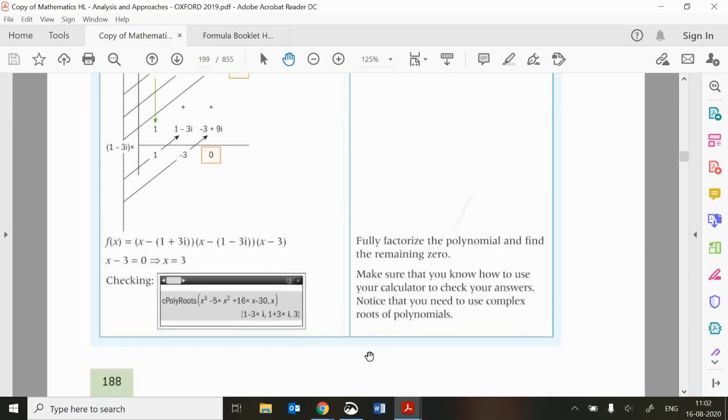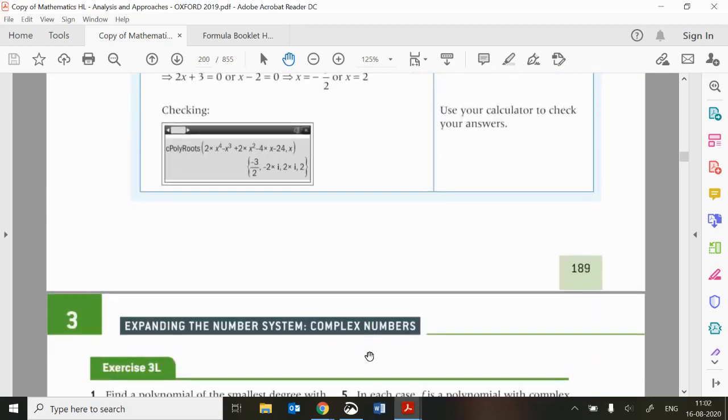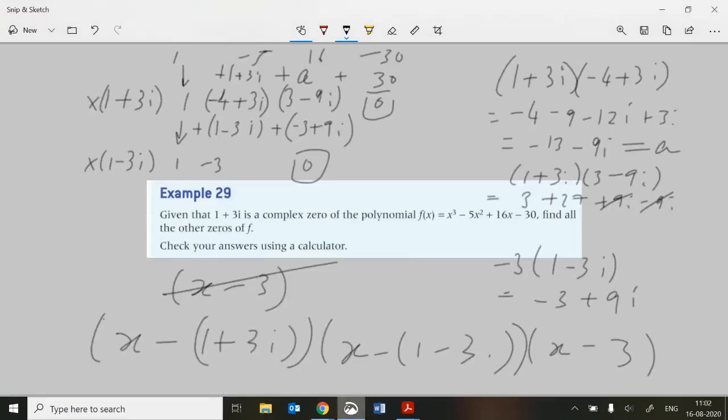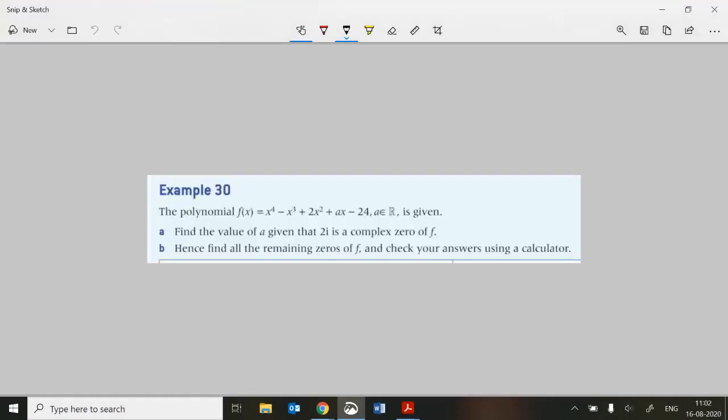Okay, right. So this is a bit of a long video, but last one. Yeah, last one before 3L. So we've got example 30. Example 30 says the polynomial is given, and a is a real number. We're missing one of our coefficients in this case. And it says find the value of a given that 2i is a complex 0 of f.